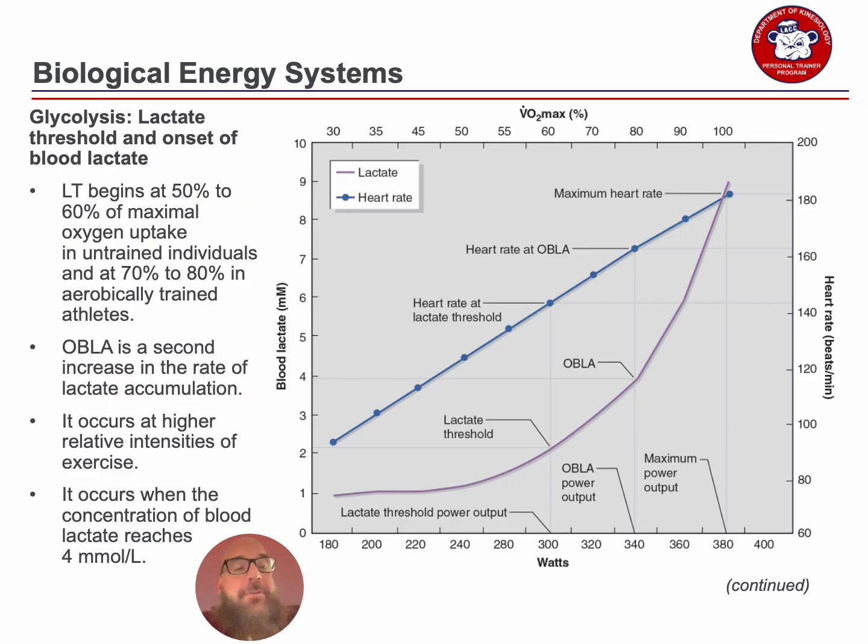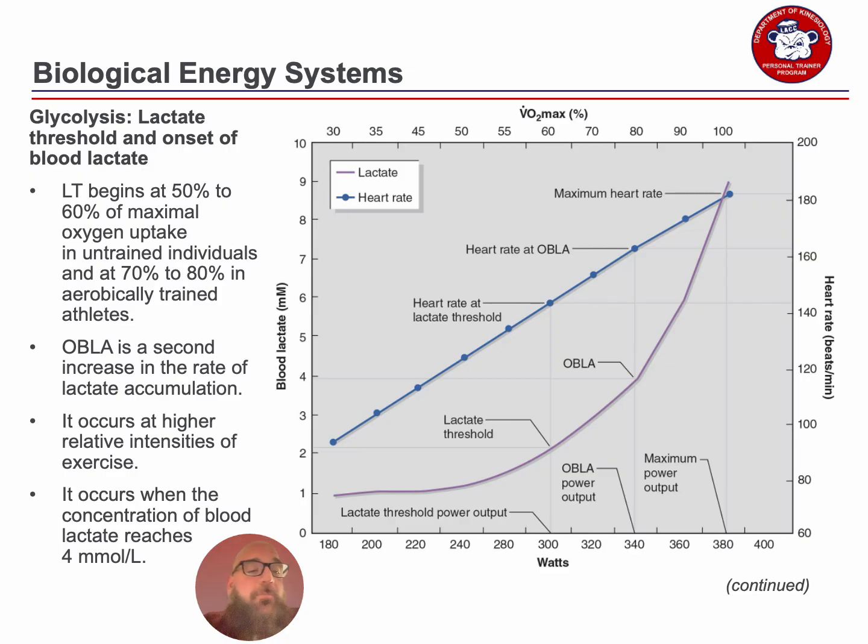So what happens? Lactate threshold begins at around 50% to 60% of maximal oxygen uptake in untrained individuals, and about 70 to 80% in aerobically trained individuals. So you improve your lactate threshold as you get into better cardiovascular shape. The OBLA, the onset of blood lactate accumulation, is a second increase in the rate of lactate accumulation. It occurs at higher relative intensities in exercise. So if you push harder, you're going to go into OBLA more quickly.